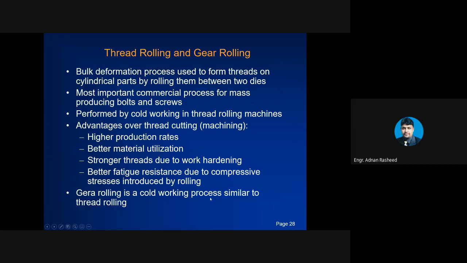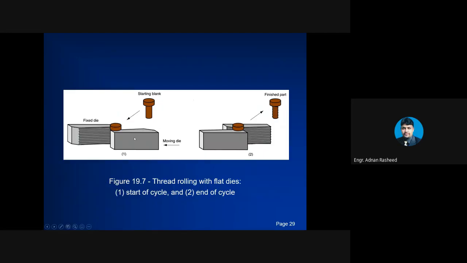Gear rolling is also a cold working process, and it is similar to thread rolling. So you can see these are dies, and moving dies. Now these dies move and threads are formed on these parts. This shows the start of the cycle and the end of the cycle. The bolt is placed between these two dies. Now this is a fixed die, and this is a movable die. When this die moves, the shape is engraved on that part, and you will get your final part.